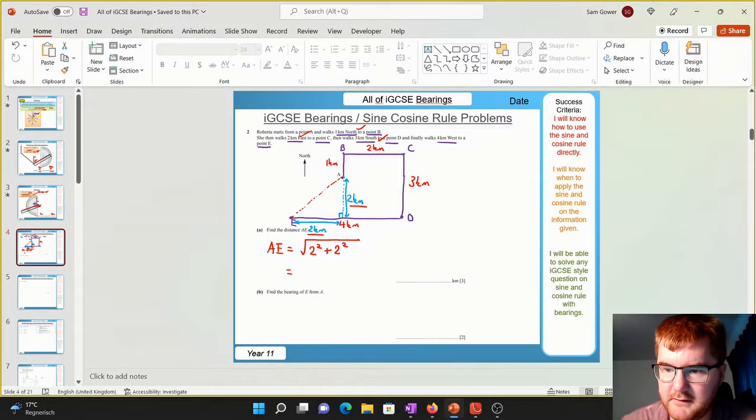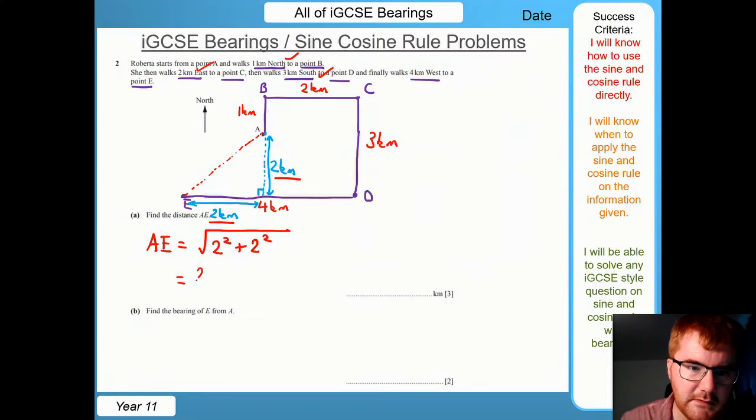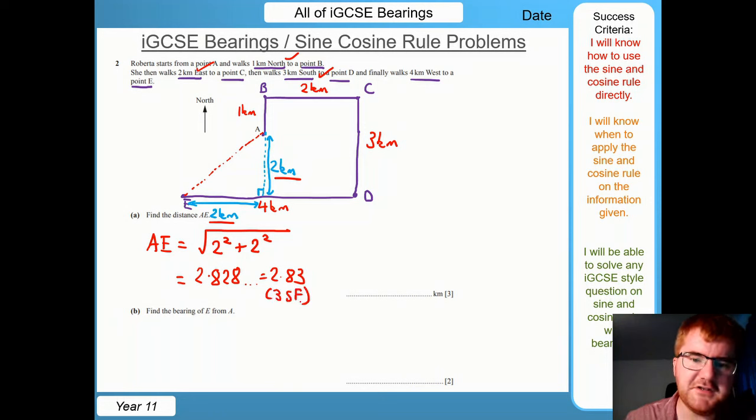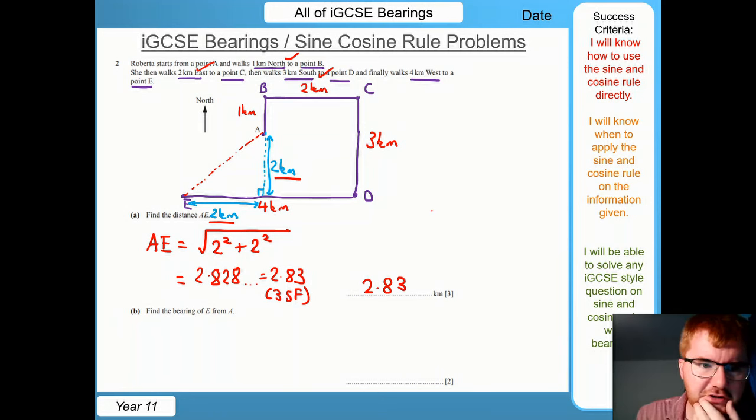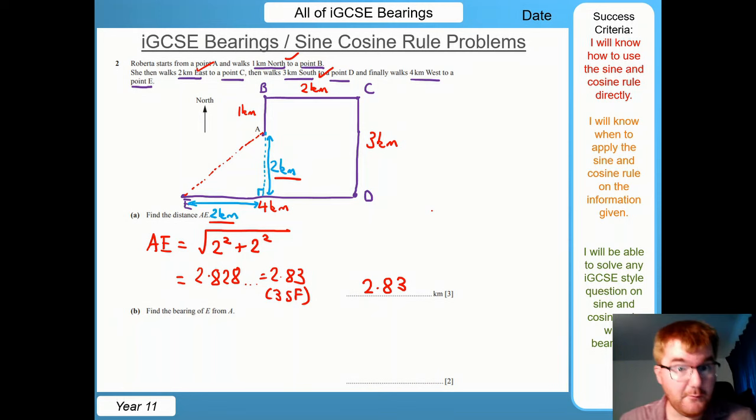So we go back. I generally always write down a couple of decimal places afterwards and then show my rounding. And this is to 3SF. Notice they generally give you units for these kinds of questions, so you don't need to worry about putting kilometers afterwards. Our next question, and this is where the bearings come in, so you're wondering where the bearings are.